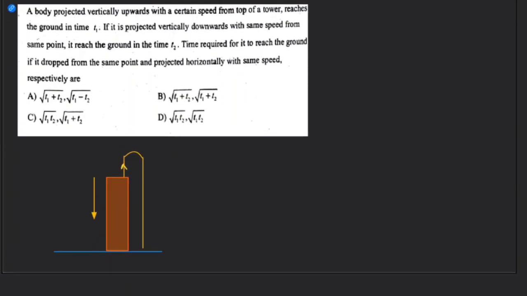Next one. A body is projected vertically upward with a certain speed from the top of a tower and reaches the ground in time t1. If it is projected vertically downward with the same speed from the same point, it reaches the ground in time t2. The time required for it to reach the ground if it is dropped from the same point is to be found.